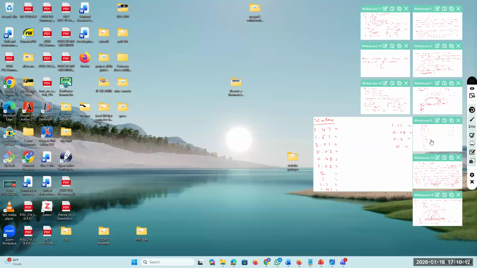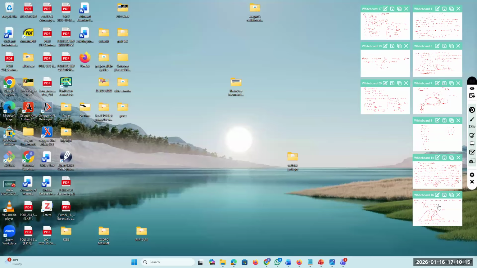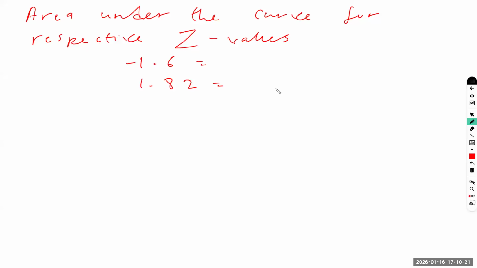So now for negative 1.6 on the table, what did we get? 0.4452. And what did you get for the 1.82? 0.4652. Good.